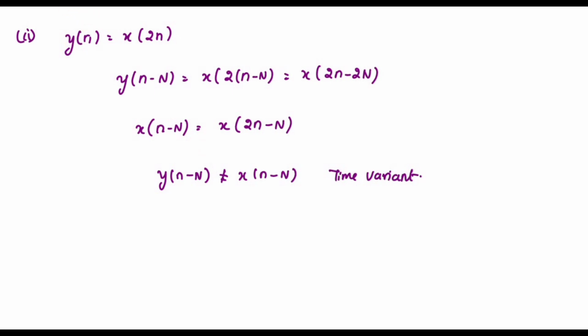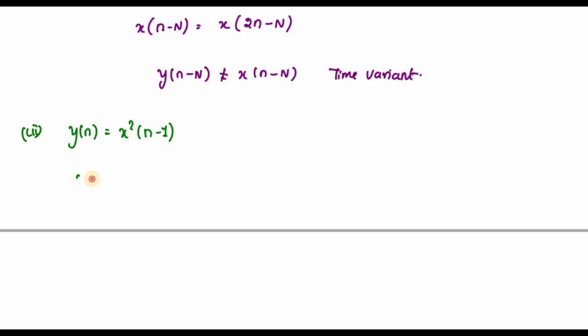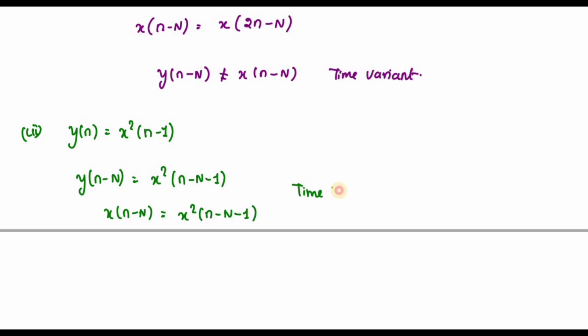But suppose y of n is equal to x square of n minus 1. In this case, if it is plus or minus with N, it is definitely time invariant. You don't worry about this x square and all. Why? Because if I shift it by N, this becomes x square of n minus N minus 1, and if I shift the input by N, you will get x square of n minus N minus 1. So it is time invariant.